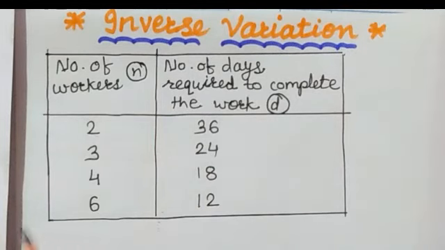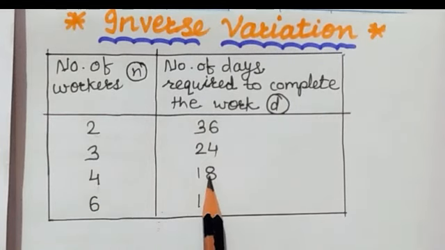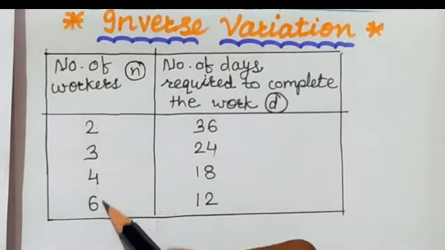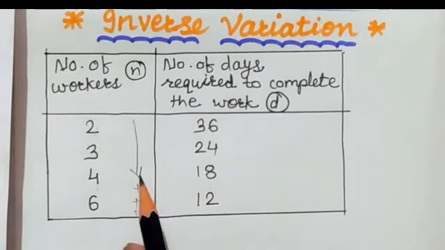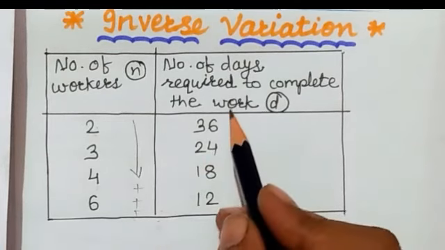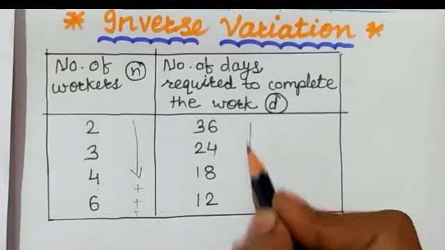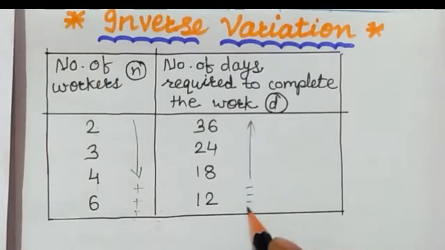Again, after that, in the next construction site, the builder increased one more worker and the workers become 4. The same task is completed in 18 days. Here, you can understand one most important difference. As the number of workers increases, right? Number of workers is increasing. That's why I put a plus symbol here. The number of days is decreasing. They are not increasing. They are decreasing.